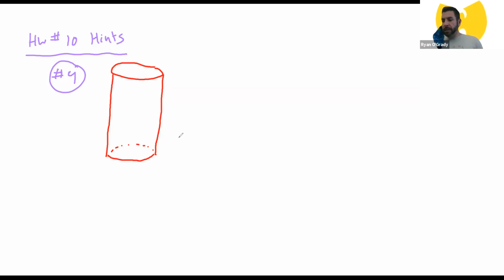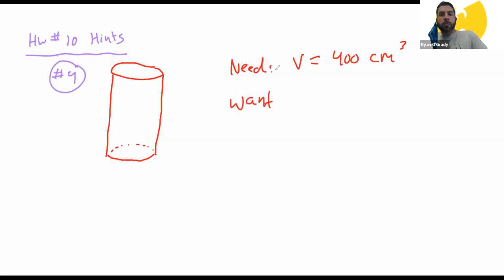And so here I have a cylinder, and I need its volume to be 400 centimeters cubed. And I want to minimize, so this is what I need, and I want to minimize materials. So a good rule of thumb, when we say we want to minimize material, that is code word for minimize surface area.